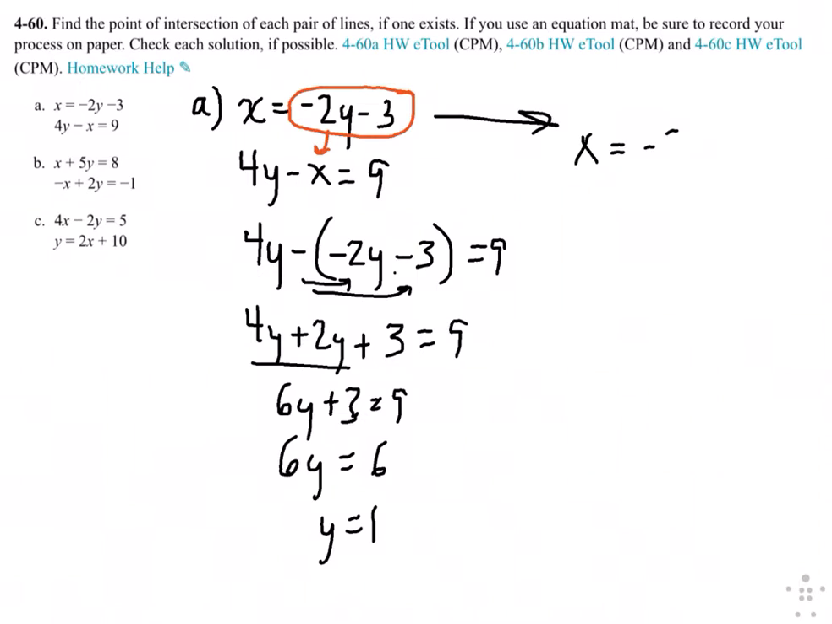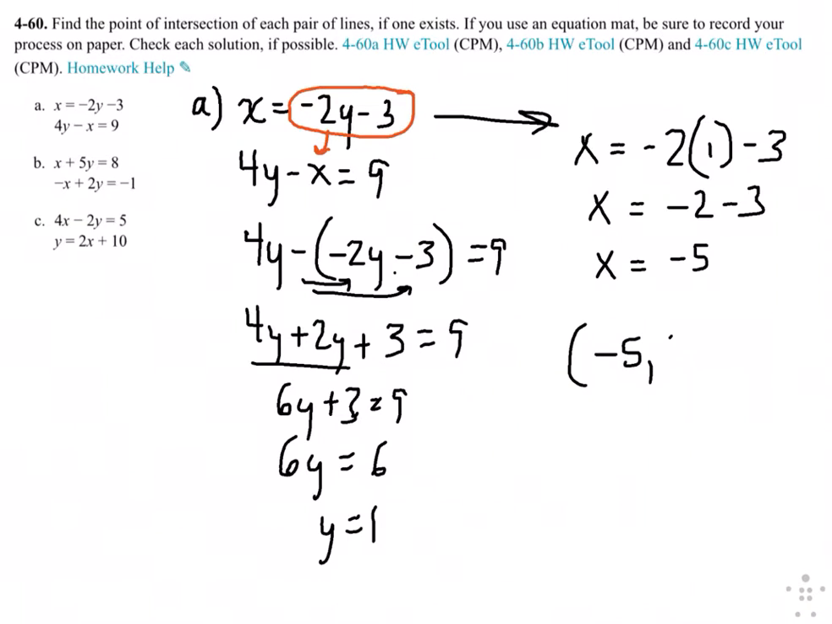So x equals negative 2 times 1, y, right, minus 3. x equals negative 2 minus 3, x equals negative 5. So for A, we get negative 5, 1 as the solution.